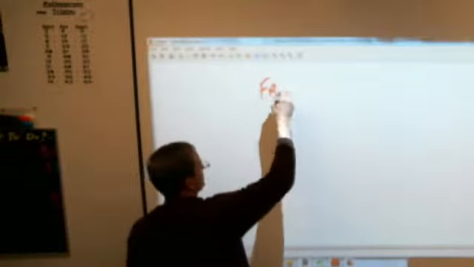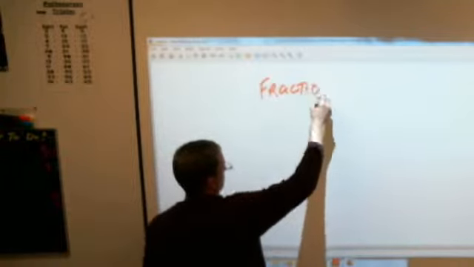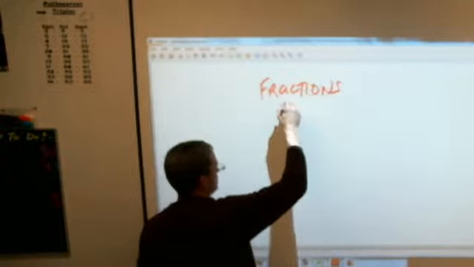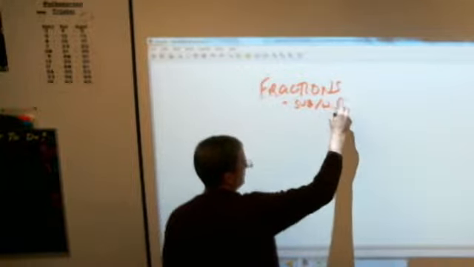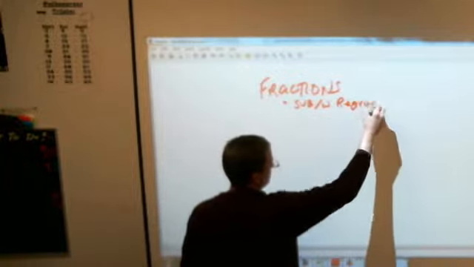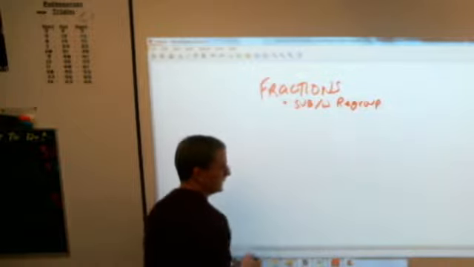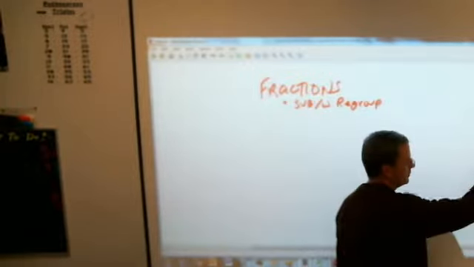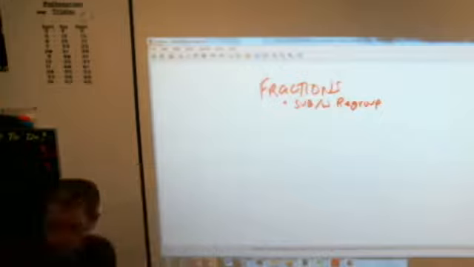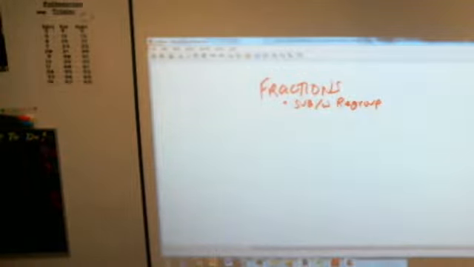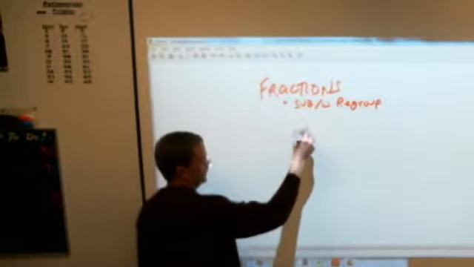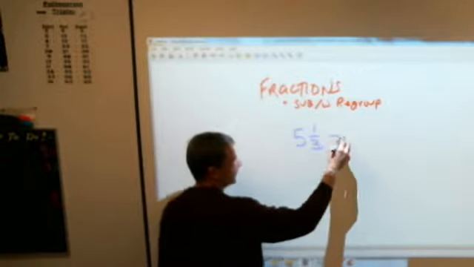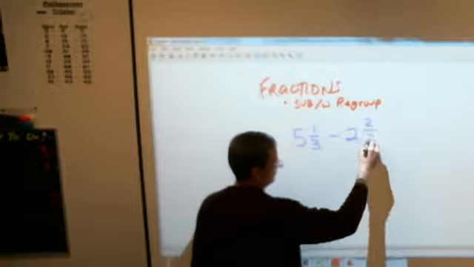And under this, please, we are talking about subtraction with regrouping. With regrouping, or we call that borrowing back in the day when you was young and restless and bored. Here's your example problem that we will talk about. Let's say we have 5 1/3 minus 2 2/3.